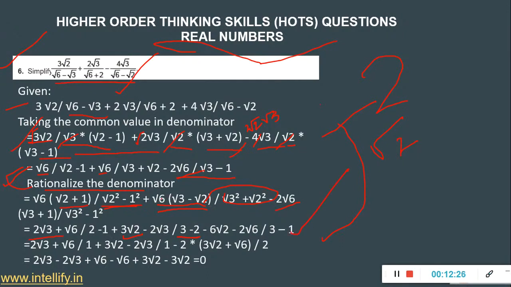Similarly with the third value, again on further solving, it will become this, and which will cancel out. Root 2 root 3 will cancel out with 2 root 3, plus root 6 with minus root 6, 3 root 2 minus 3 root 2, and the result is 0, which is our answer.